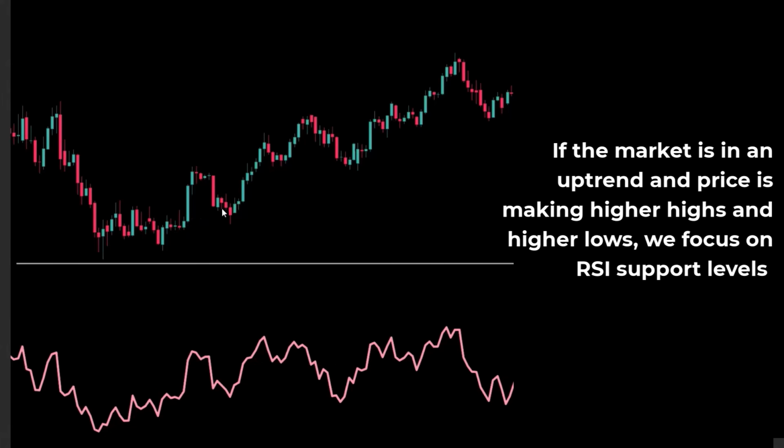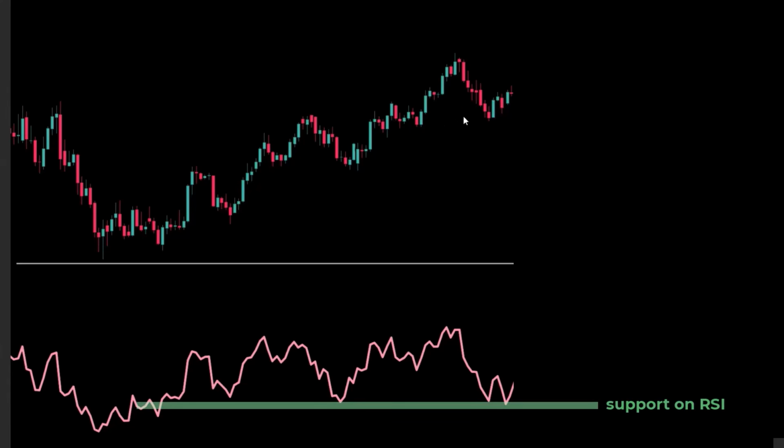If the market is in an uptrend and price is making higher highs and higher lows, we focus on RSI support levels. When the RSI pulls back toward its support zone, for example, in this chart around the 40 level, and then starts moving up again, it indicates that bullish momentum may be returning.